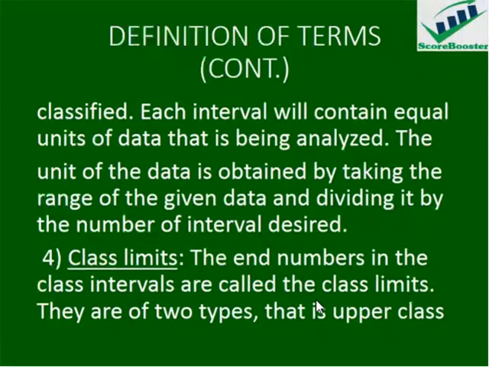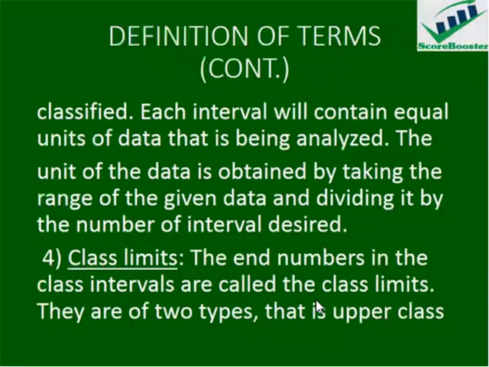Assuming it's standing on its own, like if you have 1, then another data 2, another 3, that is ungrouped data. And they said the unit of the data is obtained by taking the range of the given data. So we'll discuss the definition of range, which is the subtraction of the smallest number from the largest number, and you divide it by the number of intervals you want. Assuming you want 8 intervals, you divide it by 8, and so on.